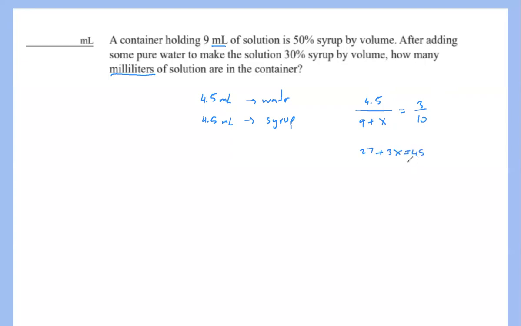And then you may just divide by 3 and then I get x alone, or you can just subtract 27 after dividing by 3. You can do it either way. So if you do so, you will get 6 for x. But we have to be careful because this is not what we are looking for. How many milliliters of the solution are in the container after adding some water? So we already had 9 milliliters, and then we just add 6 more. So we should be getting 15.